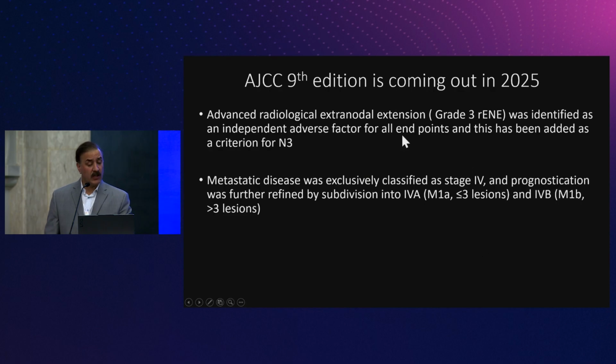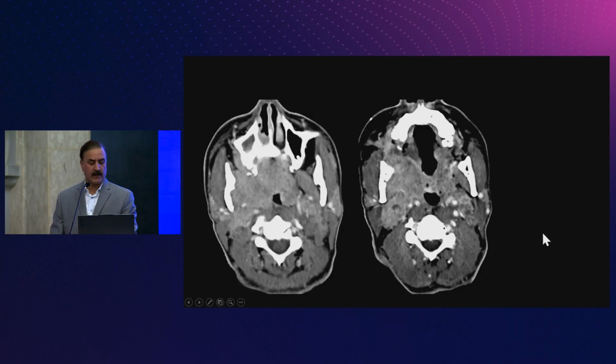And what's coming new in 2025 is now extranodal extension in a lymph node in patients with nasopharyngeal carcinoma. It will become an N3 disease now. And then they are further dividing the metastatic disease into M1a, which has less than 3 lesions, versus M1b, which has more than 3 lesions. So here is an example. Big cancer, lymph node bilaterally, would have been N2 disease, but we have extranodal extension, so it's an N3 disease now.